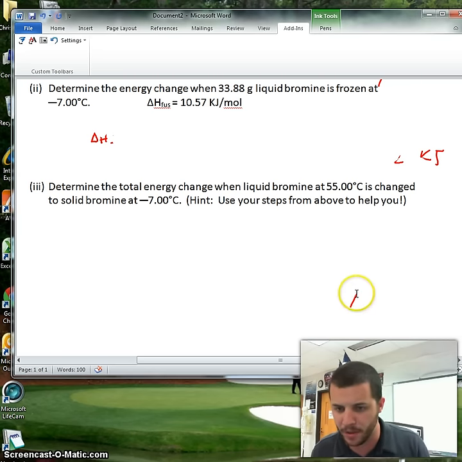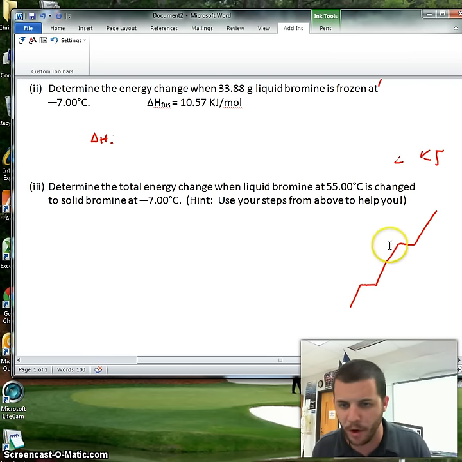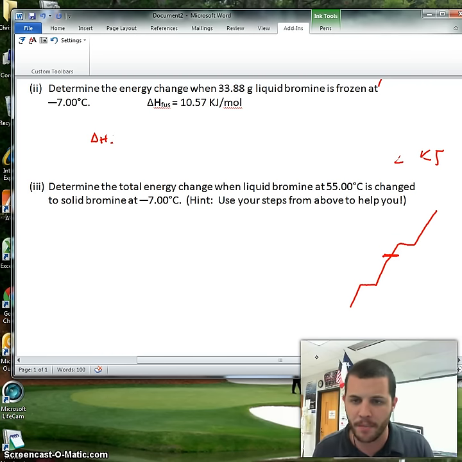So if I'm looking back at my chart, okay, I'm starting with liquid bromine at 55 degrees Celsius, so that's going to be somewhere around right here, and then I'm freezing it, going all the way to solid bromine at -7 degrees Celsius, which is right here. So I now have two parts of my graph which are being encompassed. So that means I have to do two formulas. So I'm going to do an MCAT formula, delta H equals MC delta T.